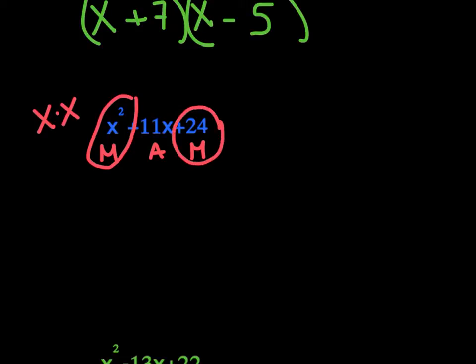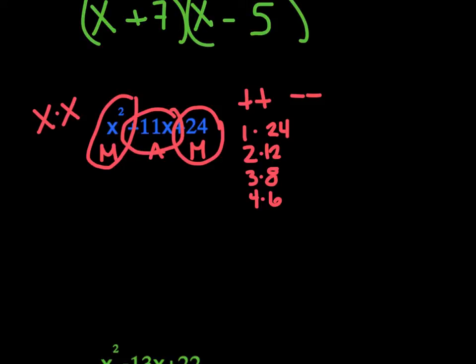Now I need a positive, so that tells me either they're both positive or they're both negative. I need the same sign. Now 24 has a lot more choices than our previous question. I could do 1 and 24, 2 and 12, 3 and 8, 4 and 6. I have quite a few more choices. But they have to be the same sign, keep that in mind, and I need to add to a positive 11.